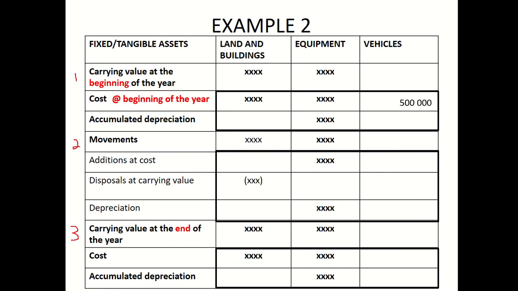Exactly, it was 500,000 rand. Accumulated depreciation at the beginning of the year, how much was it? Exactly, it was 150,000 rand. In your notes, I asked you to highlight what carrying value is. Now, what is carrying value? Exactly, carrying value is cost minus accumulated depreciation, which is 500,000 rand minus 150,000 rand. I wrote that in red.